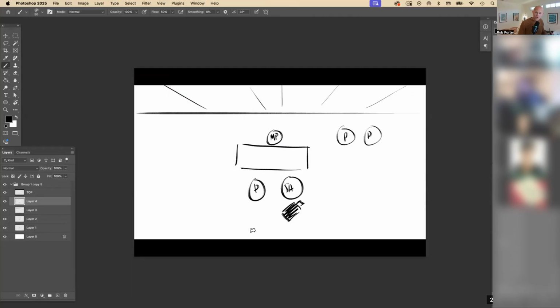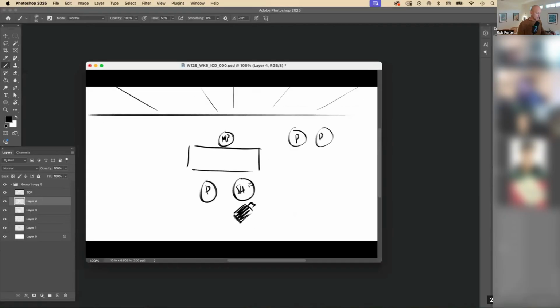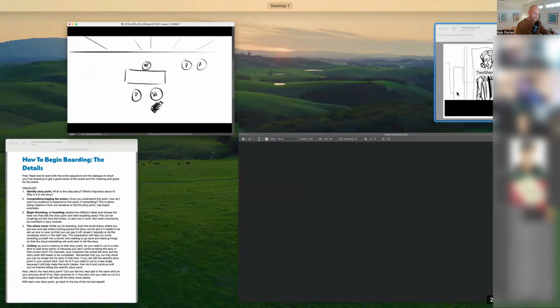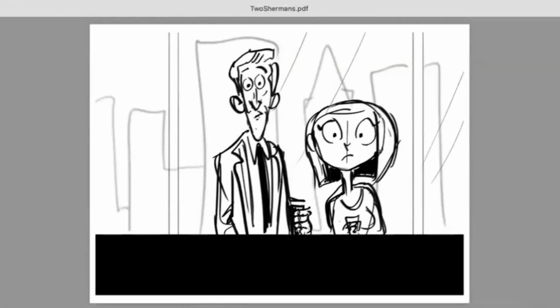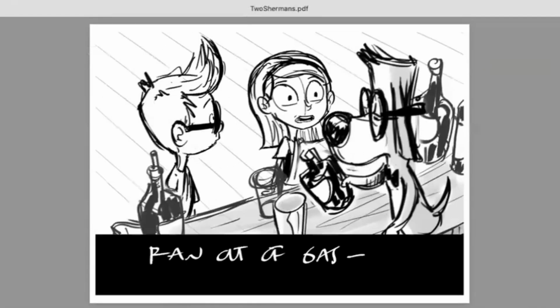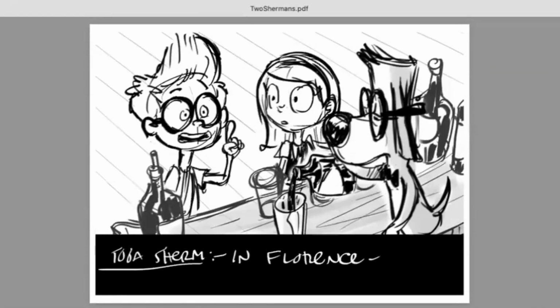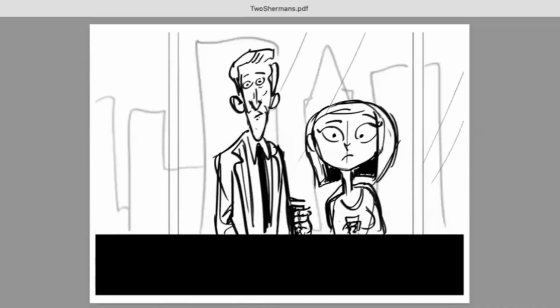Are the kids important or is Mr. Peabody the important one? Well, I don't know. I want to look back at the boards to remind myself of the story point. So they react to hearing her saying that they ran out of gas in Florence, and then we went into a black hole. So if they're reacting to hearing their daughter saying, I went into a black hole, then I want to have, ideally, the kids in the foreground because they're reacting to hearing their daughter saying they went into a black hole.